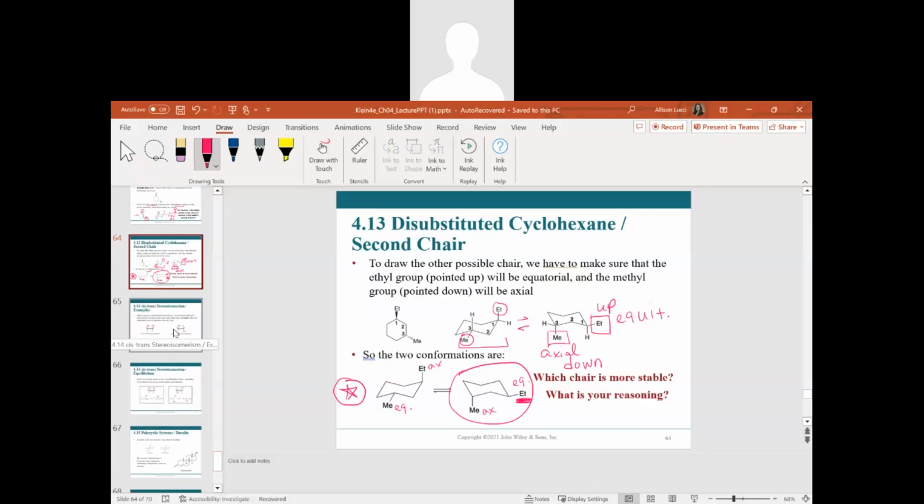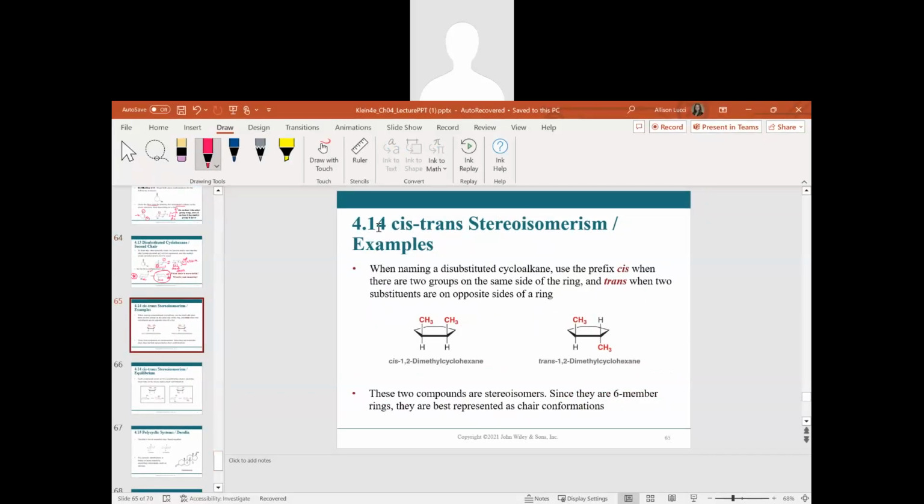And that's everything from section 4.13. We're going to continue with two more slides here in section 4.14, and these regard what's called cis and trans stereoisomerism. We're going to look at what a stereoisomer is in chapter 5, and we'll have a whole lab on that. But we do talk about stereoisomerism with cycloalkanes, specifically disubstituted cycloalkanes.